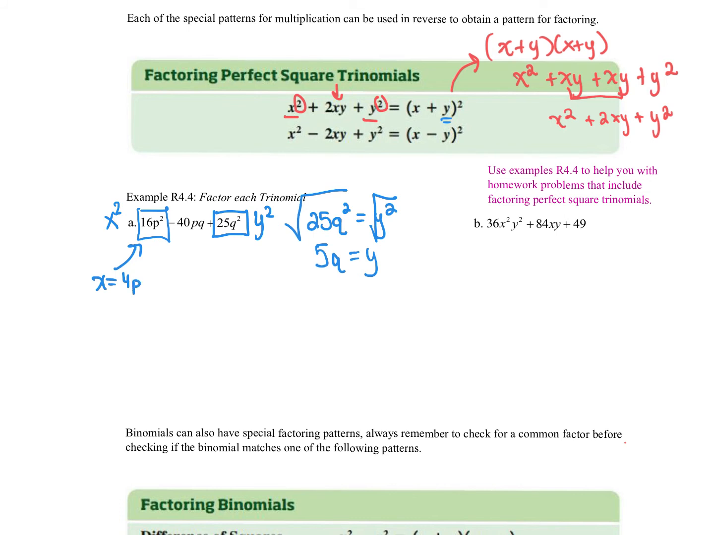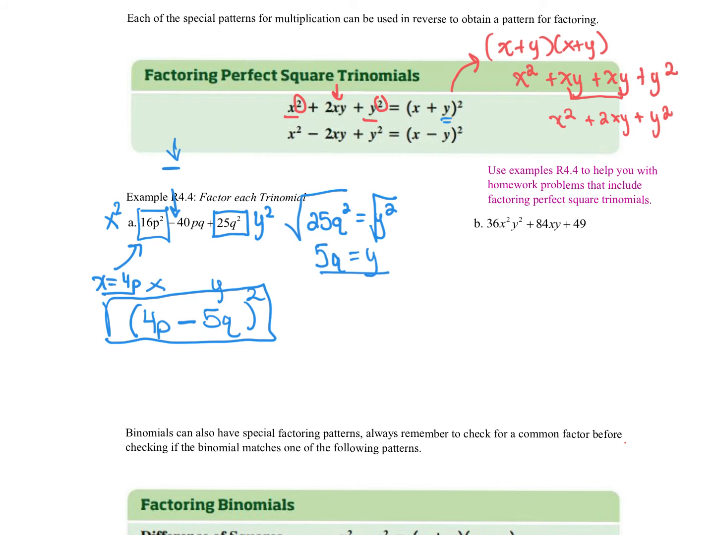Once you know your x and your y, you can write down that you look right here. Do you see where this is a negative? So we're going to use one with a minus in the middle. And it's always x, y, and the square on the outside. If this had been a plus right here, then my middle term here would have turned into a plus. So my x is a 4p, my y is a 5q, and that is all you have to do to recognize that it's a factoring pattern.